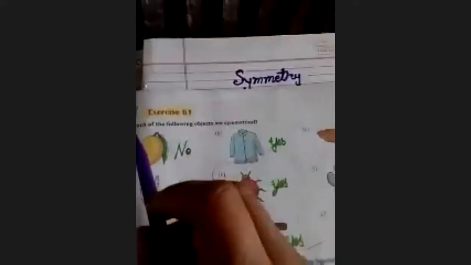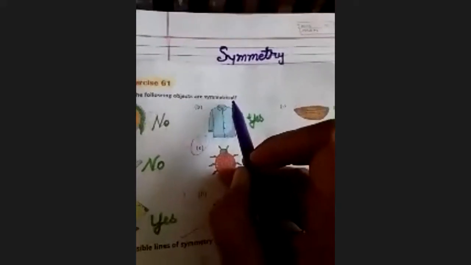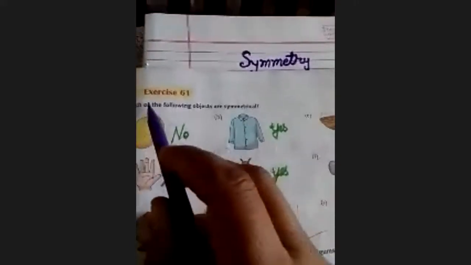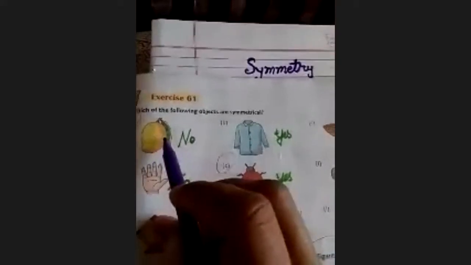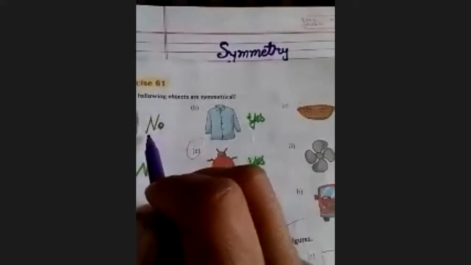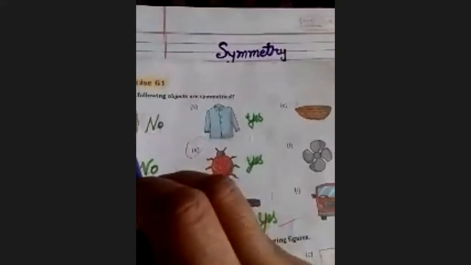First question is, write which of the following objects are symmetrical. Now, a mango. We cannot divide this mango into two equal parts. So it means this is not a symmetrical object.